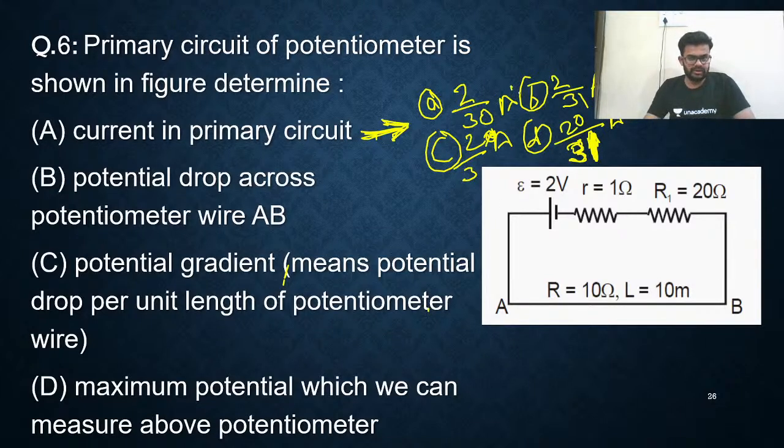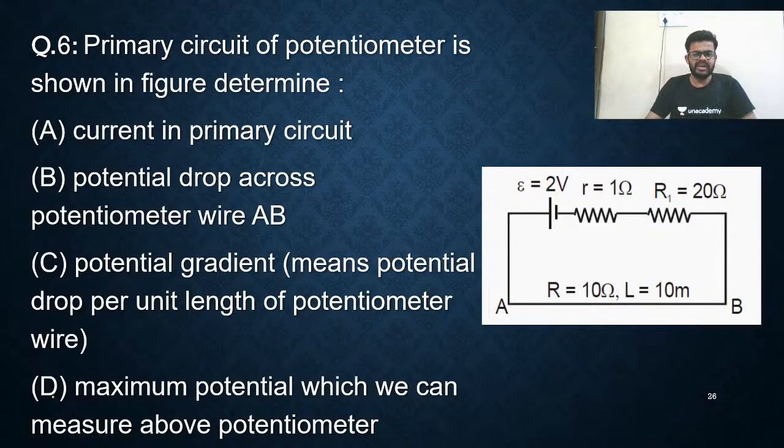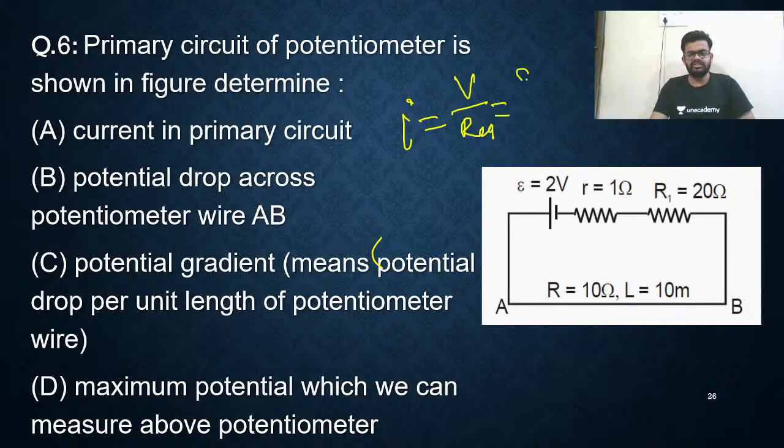B. Very good. 2 by 31 is the correct answer. Very nice, Khushi. So simply speaking, current I is equal to V upon R equivalent. V is 2 volt and R equivalent is 1 ohm plus 20 ohm plus 10 ohm, so 31 ohm. So 2 divided by 31 ampere. That's all. Okay. Next, potential drop across wire AB.